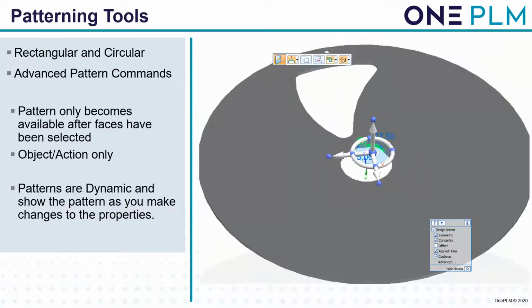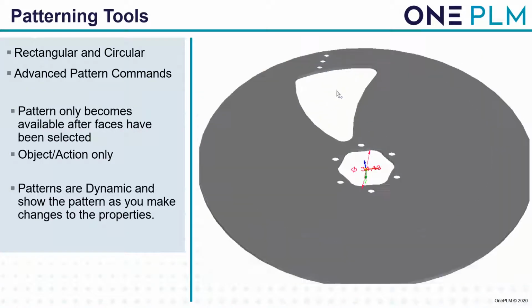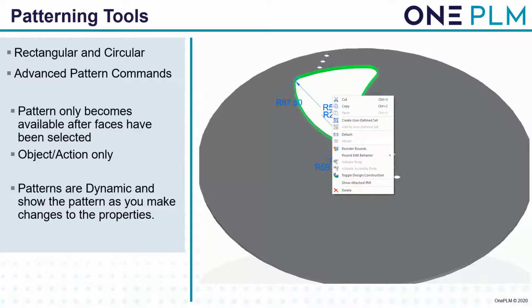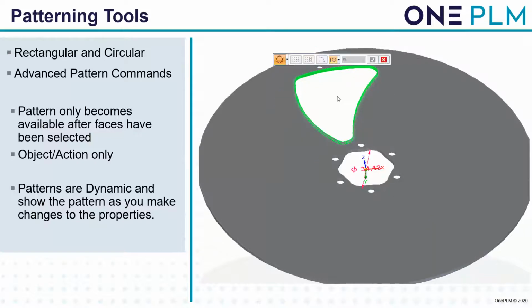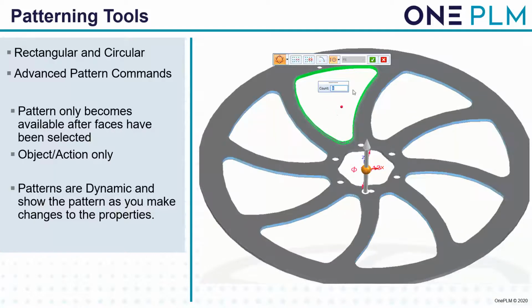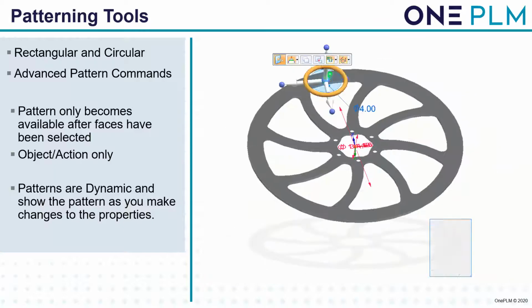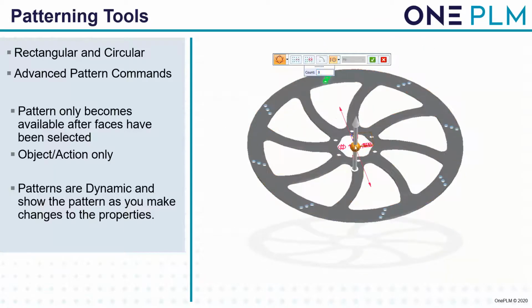So other pattern tools, we have multiple pattern tools, standard rectangular and circular ones, and more advanced ones as well, such as pattern in an area, pattern by table, pattern along a curve. Patterns only become available after faces have been selected, so this is classed as an object action. And patterns are dynamic and show the pattern as you make changes to the properties.